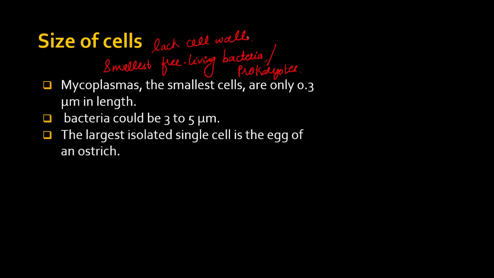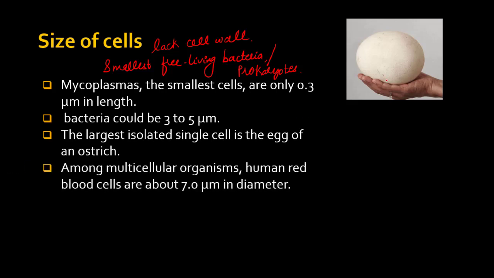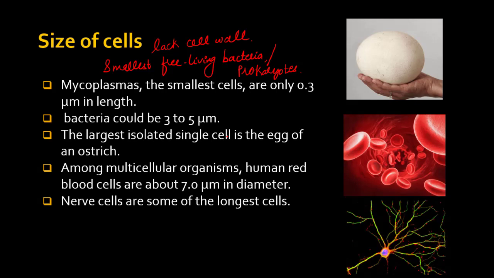And the largest isolated single cell is the egg of the ostrich. So this is the largest isolated single cell. This egg is a single cell actually. And among the multicellular organisms, human red blood cells are about 7 micrometer in diameter. So the diameter of RBCs in multicellular organisms is 7 micrometer. And nerve cells are the longest cells, and this is the reason we have discussed.